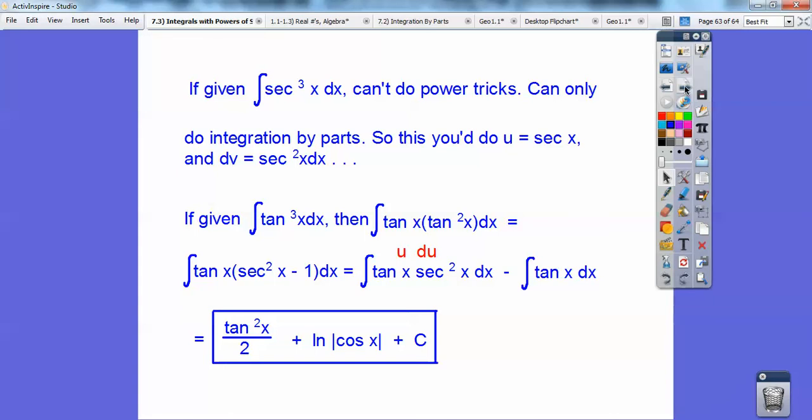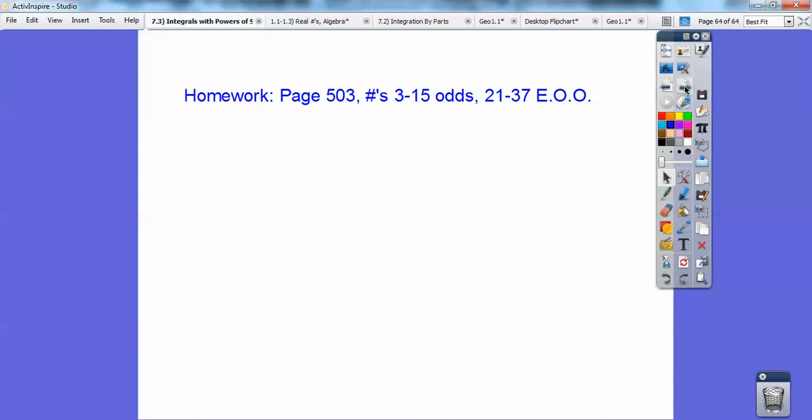Okay, that went a little faster than I thought, a little bit easier. If you're in my class, I would assign that one for your homework.